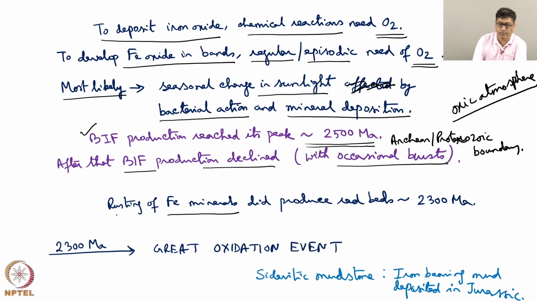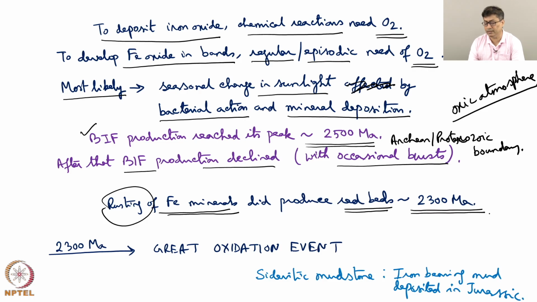For example, the banded iron formation is developed, and then rusting of those iron minerals such as hematite and magnetite did produce red beds, and we know red beds as old as around 2300 million years back. So, 2500 million years back we had a peak of development of banded iron formation, and 2300 million years back rusting of iron has happened, and the rusted material got transported and deposited, forming the red colored beds.